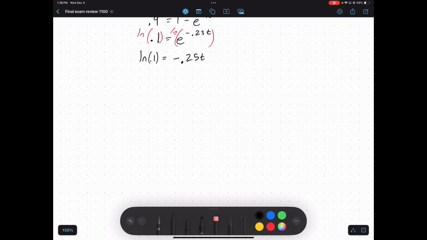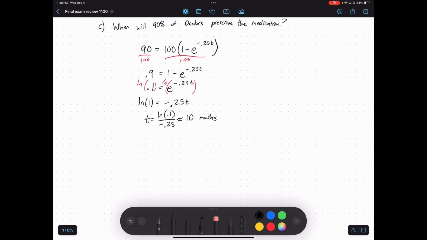And then I can just divide by negative 0.25, and I get t is equal to natural log of 0.1 over negative 0.25, which is about 10 months. Squiggly, 10 months. So it only takes about 10 months before 90% of doctors are prescribing.